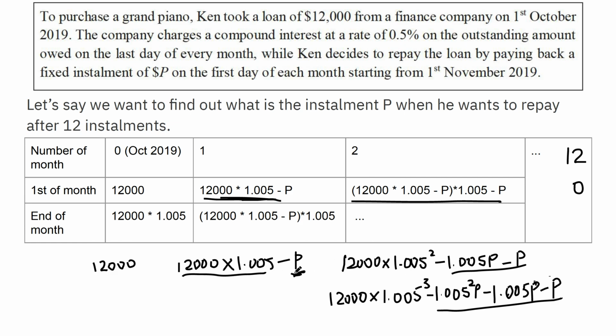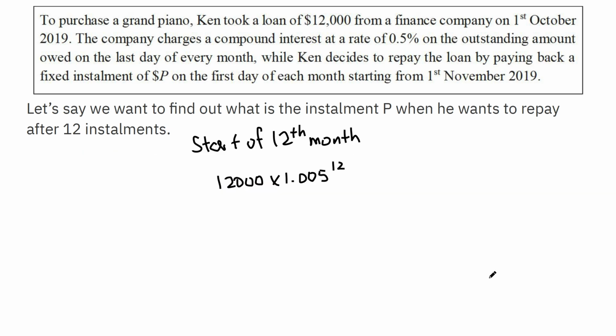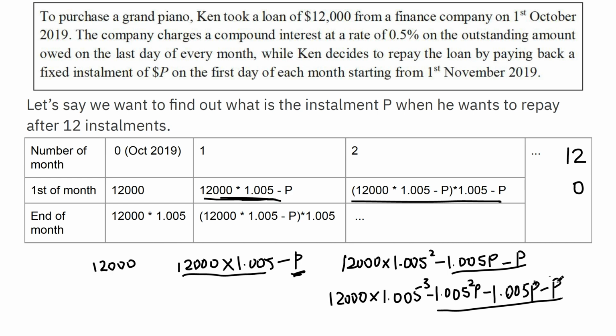Okay, so here we have P for the first month, 1.005 P, and we are subtracting this whole thing, all these terms added up together. So at the second month, the highest power of 1.005 is 1. At the third month, the highest power of 1.005 is 2. So it's 1 less than the number of the month, right? So we can write it something like this: 1.005 to the power of 11 P plus 1.005 to the power of 10 P plus all the way to P, because we stop at P, right?